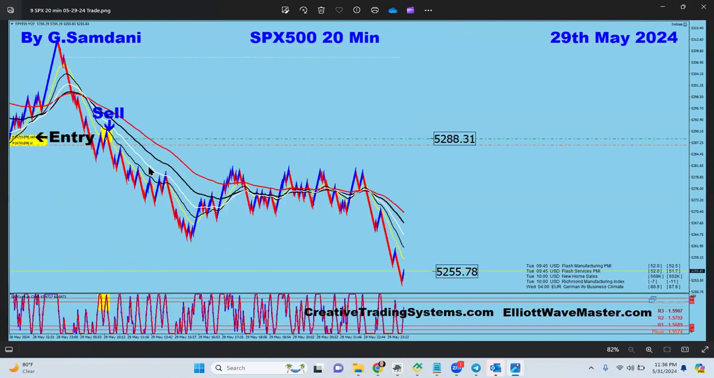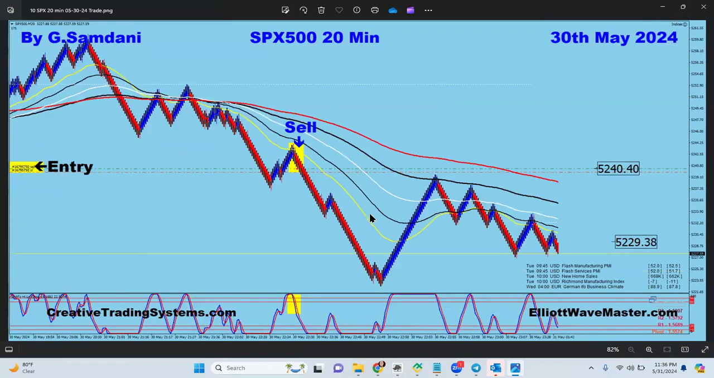Now this one, S&P 500 again going down here. Beautiful trade here as well on the 29th, and then this is again the second entry, and then going down on the next day. That was the 29th. This is the 30th. Sell orders right there.